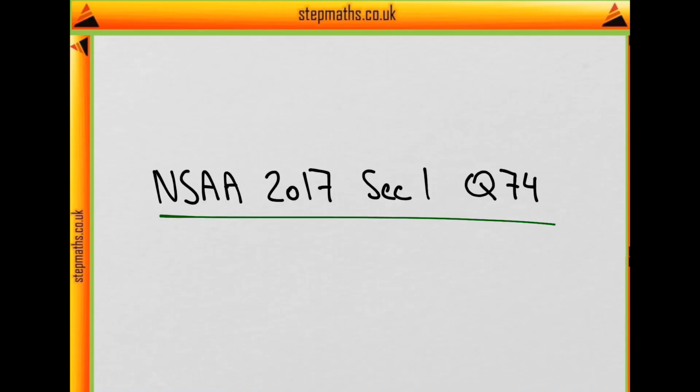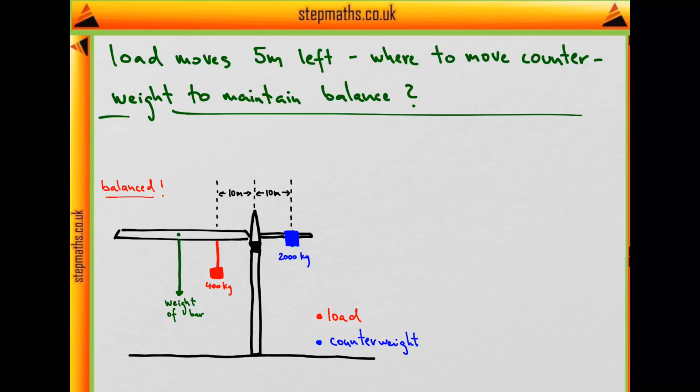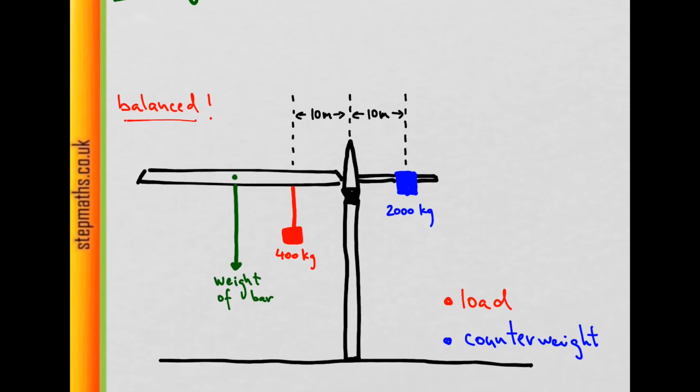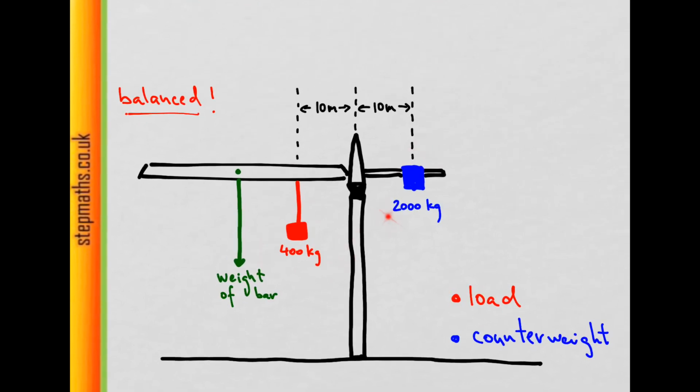In this video we'll look at question 74 from the 2017 exam. So in this question we see a picture of a crane which has a load and a counterweight on it, and this crossbar itself has its own weight which is pushing down, and they give us all the important masses and distances of the respective things which are attached to the crane itself.